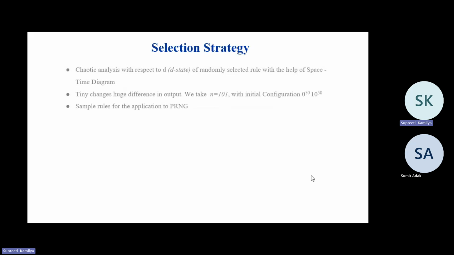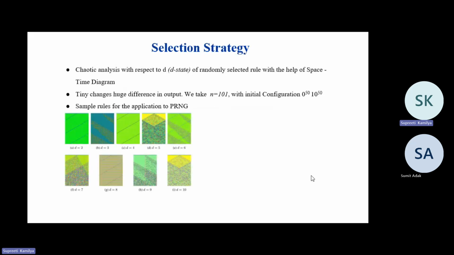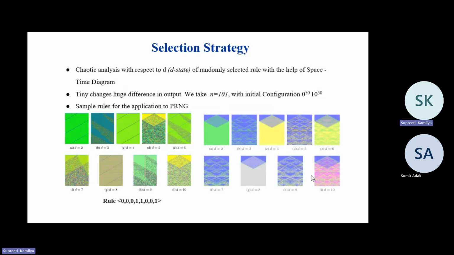These are some sample rules. So our selection strategy will also depend on the D state, as we are claiming that a tiny change in the initial condition will give a huge difference in the output. So let's see, using the space-time diagram, some sample rules for this first degree cellular automata. We are showing the space-time diagram. This is a sample test.